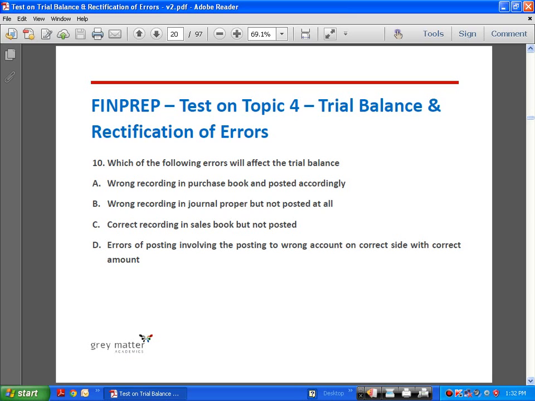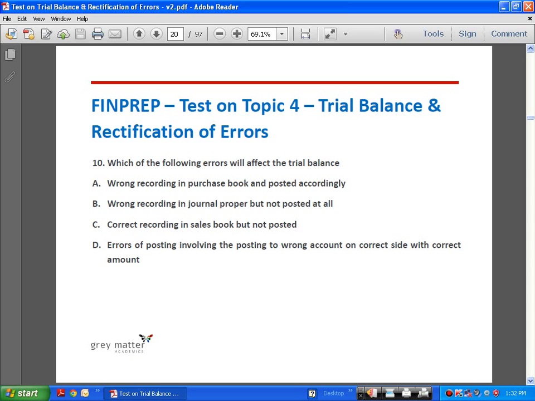Option A is wrong recording in purchase book and posted accordingly. So though the amount has been wrongly recorded in the purchase book, it has been posted in both the accounts, that is the purchases account and the creditors account, and hence the trial balance will not be affected. Wrong recording in journal proper, but it is not posted at all. So this is an error of complete omission of posting. Though it has been recorded, posting has not happened, so it will not affect the trial balance.